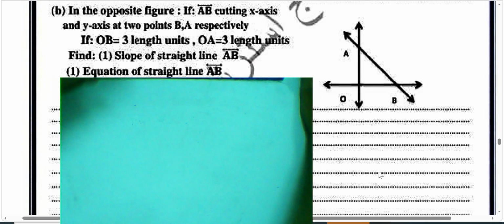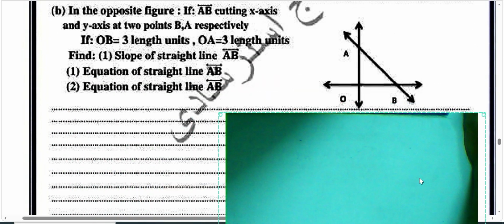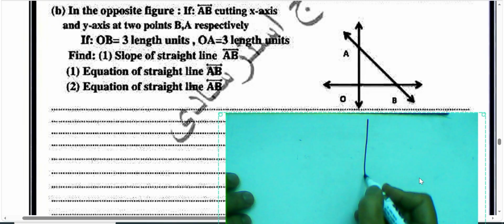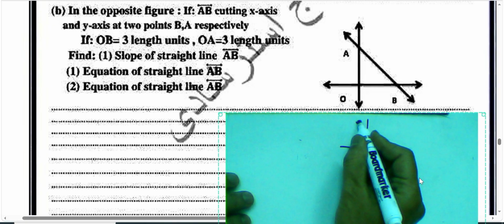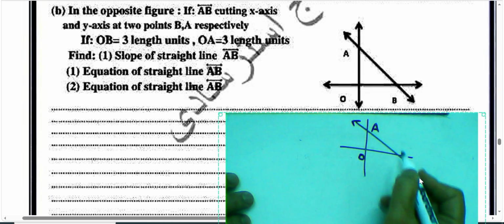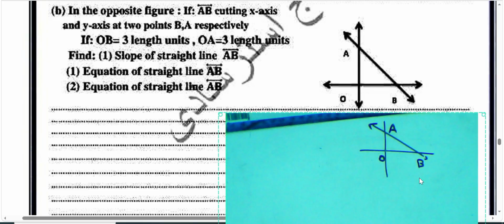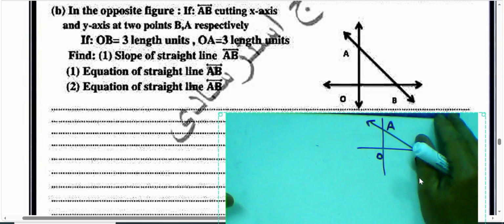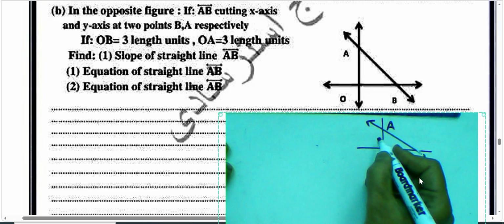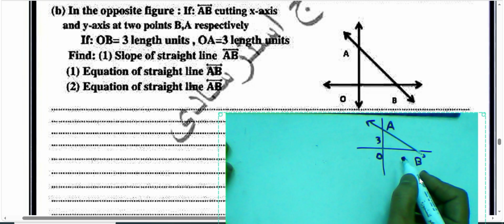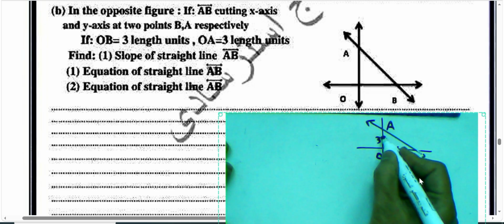Next question, we have a straight line here. He gives me 2 dimensions. Look at here, we have O, A, B. He tells me in this example OA was 3 length unit and OB was also 3. Yes, we have an isosceles triangle.